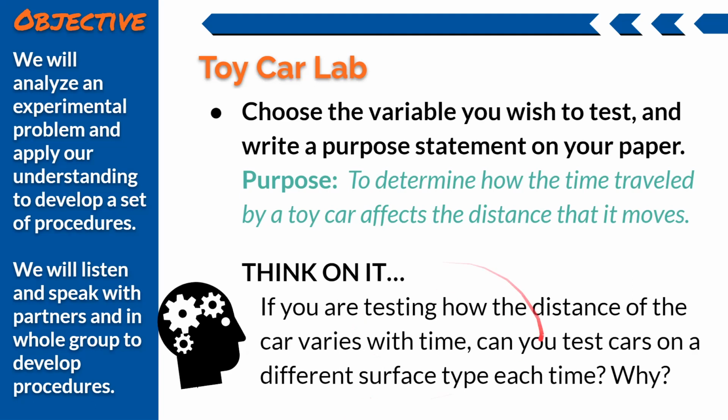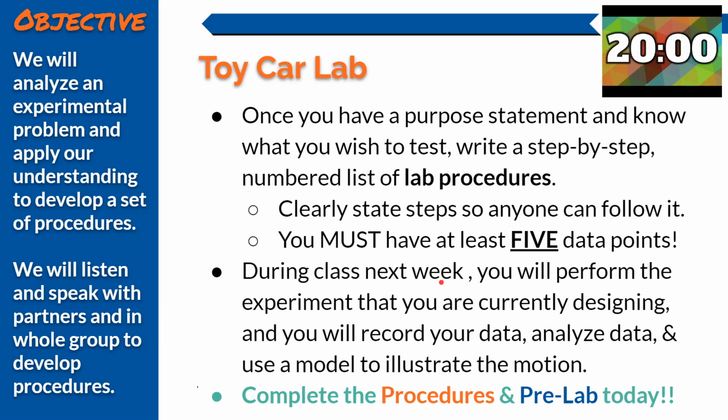Just thinking about this, if you're testing how the time is going to affect how far it goes, which is basically what you're looking at when you're looking at speed here, can you test them on different surfaces? Can you do some in the room and some in the hall? No, you cannot have more than one variable. So you are going to want to make sure that you control for some things like that, and include them in there as well. That one's pretty obvious, but include whatever other little details you might need in order to make sure you get valid results. Okay, so that's what you guys are doing right now.